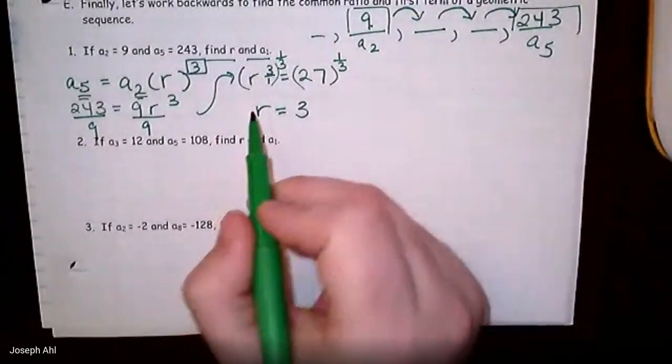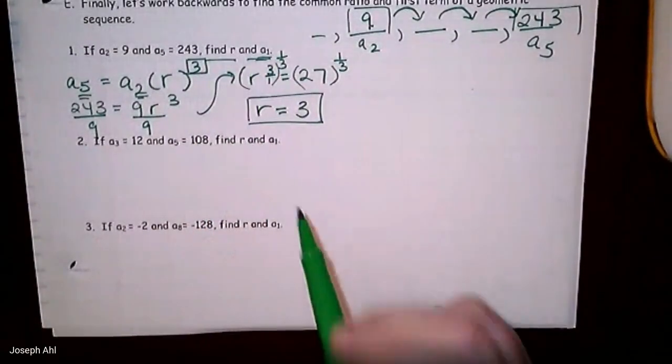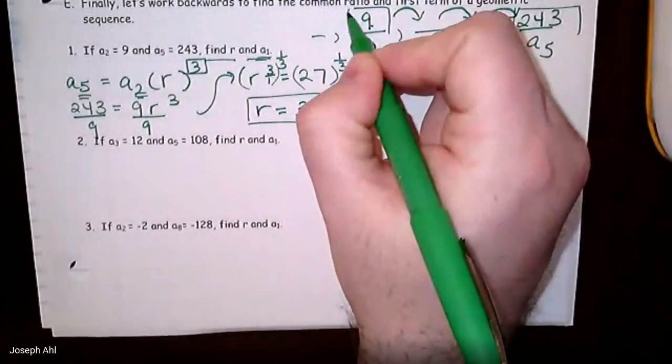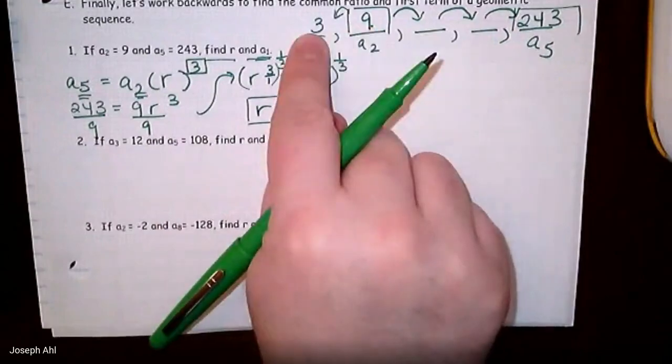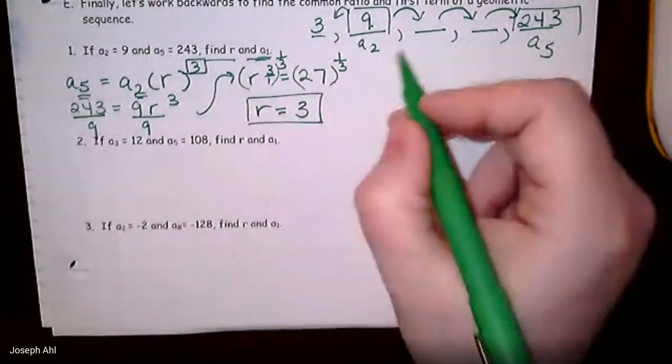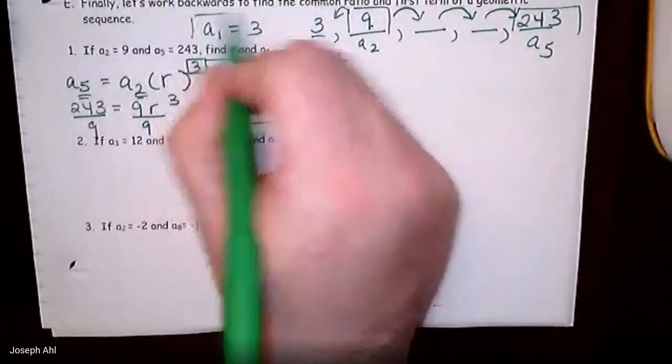Okay, so if the R value is 3, can I use that information to find A1? I think the easiest thing to do in this case, guys, is probably just divide by 3 to work backwards. If we're at 9 here, going 1 term backwards gets you to 3. So I know that A1, therefore, is 3.